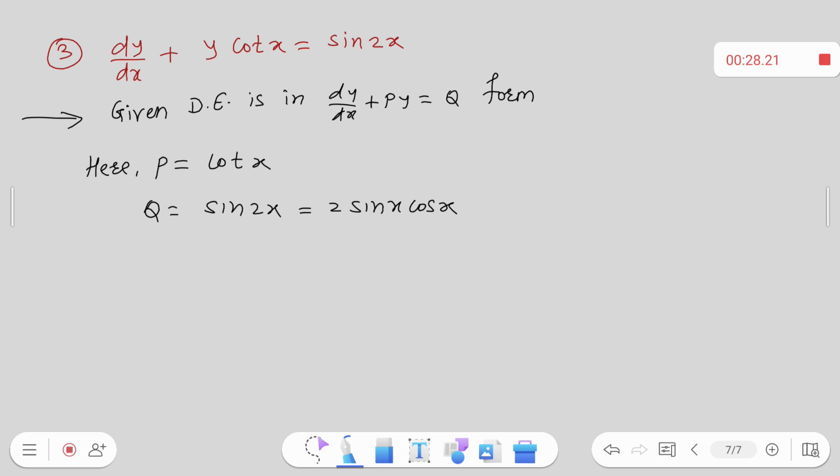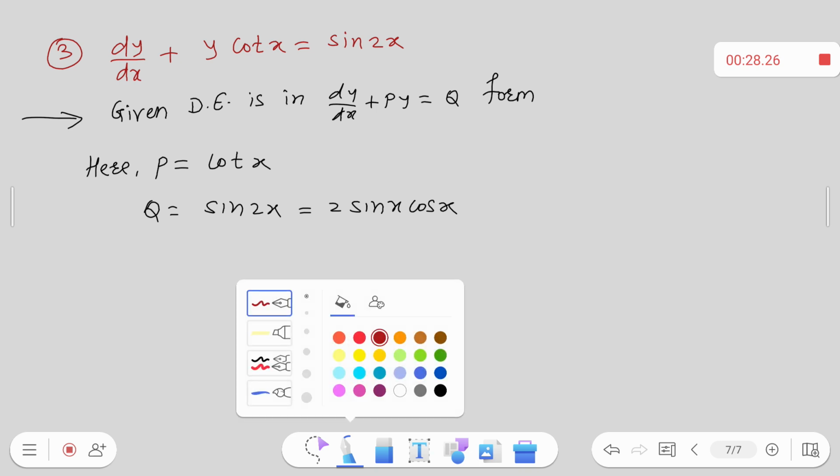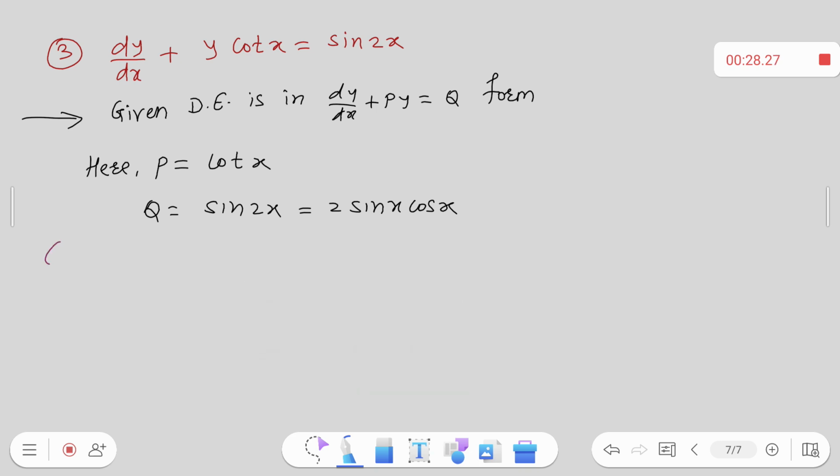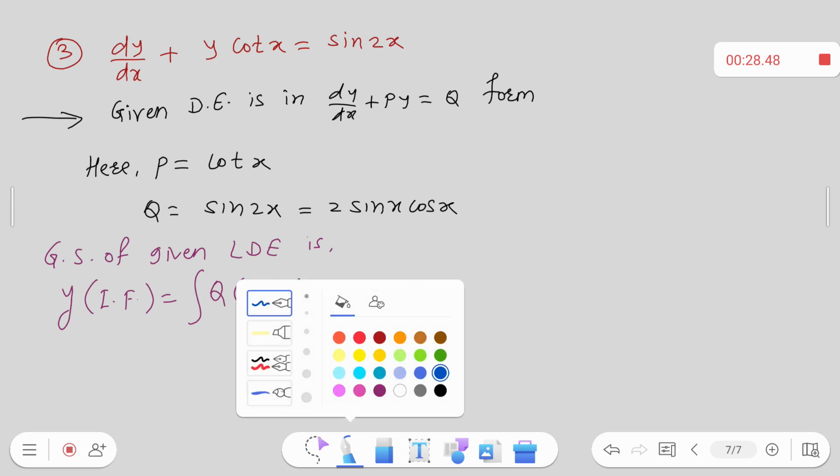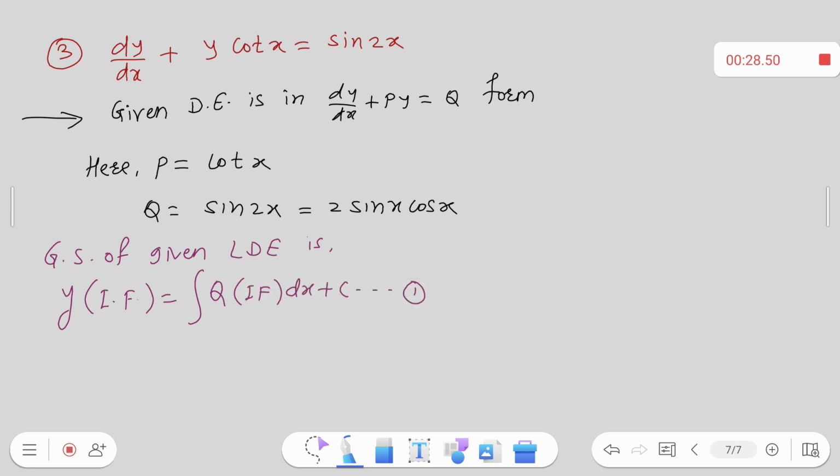Then we know the general solution. So the general solution of the given linear differential equation is y into integrating factor is equal to integration of q into integrating factor plus some constant of integration c. Now first find the integrating factor by using p.